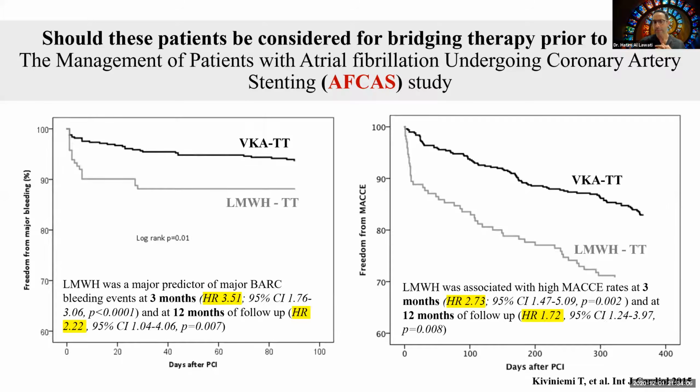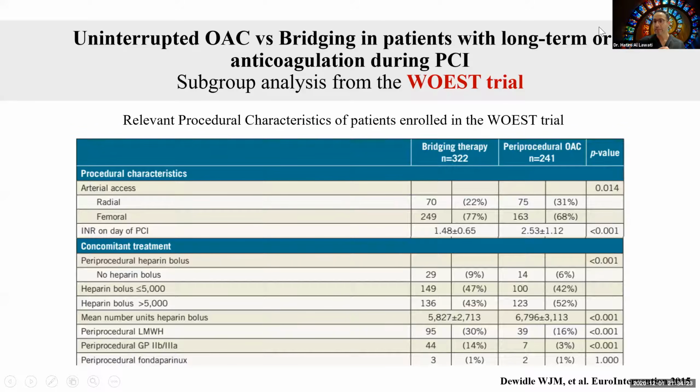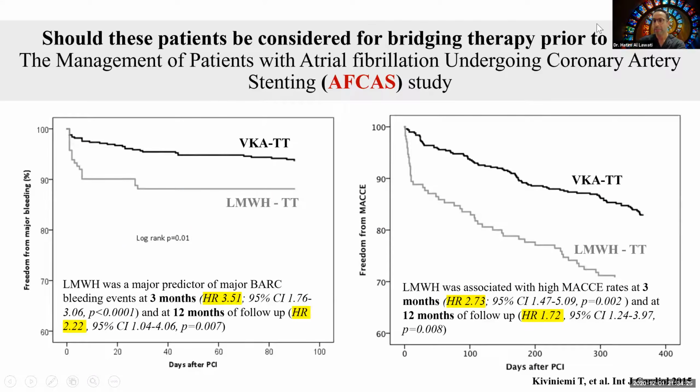And the major bleeding events continued to happen throughout the course of the ensuing 9 months. So at 12 months, the hazard ratio was still 2.2 with a significant difference between the two groups. Not only that, but there was a significant increase in the risk of major adverse cardiovascular events in the bridged group. Again, the difference was seen very early on after PCI and continued up to 12 months after PCI.